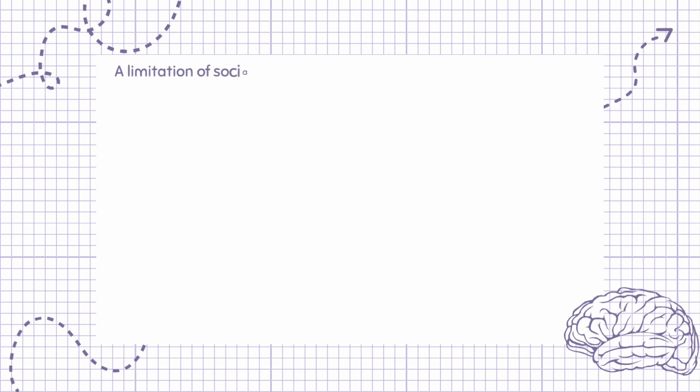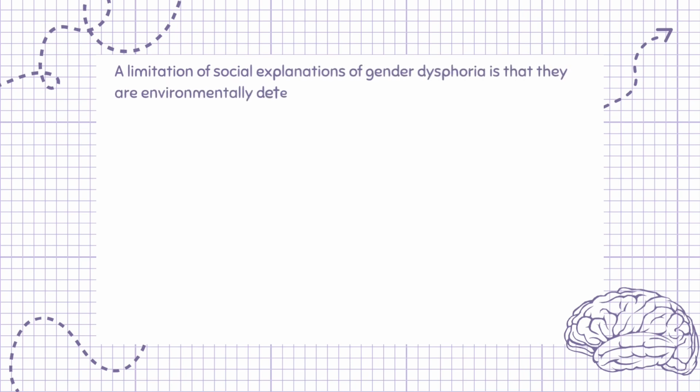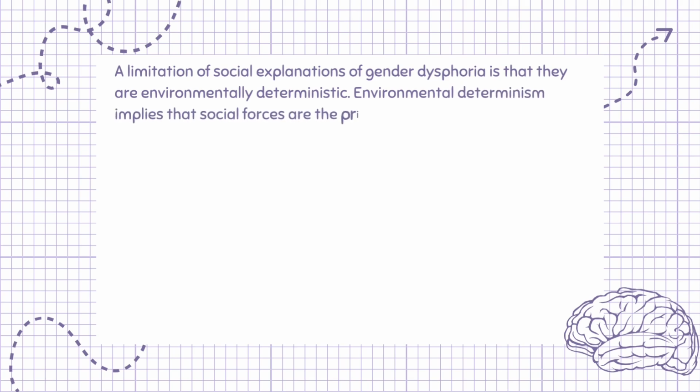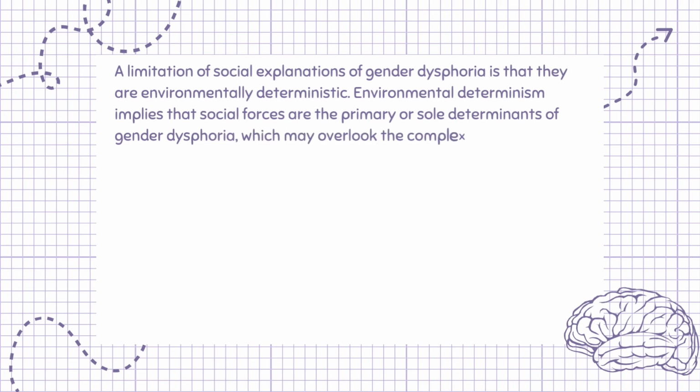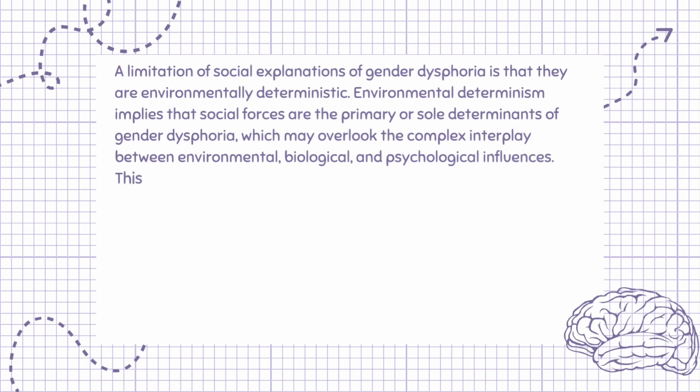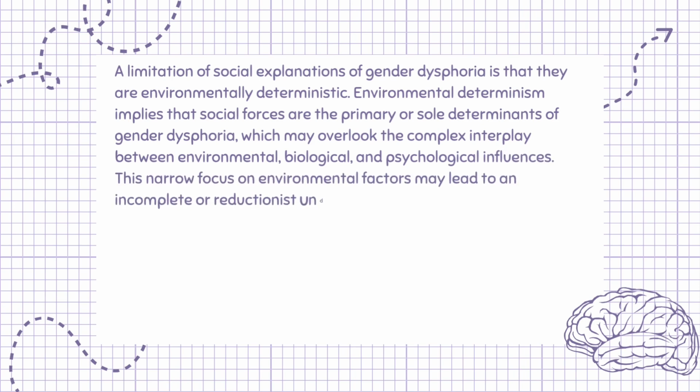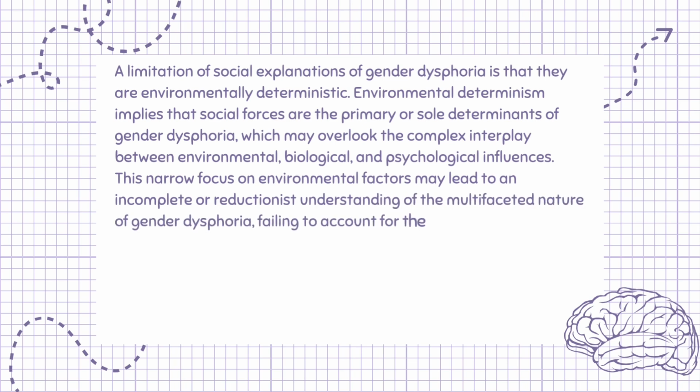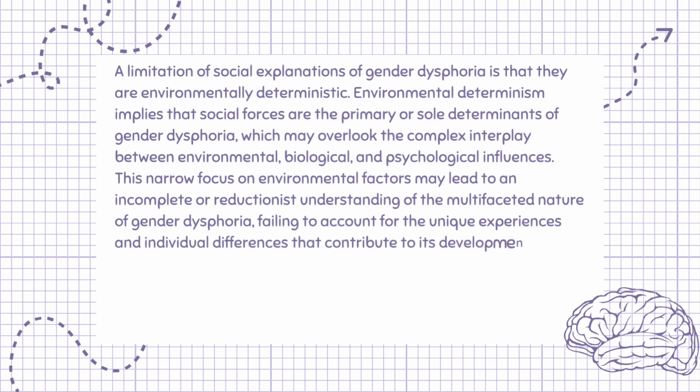A limitation of social explanations of gender dysphoria is that they are environmentally deterministic. Environmental determinism implies that social forces are the primary or sole determinants of gender dysphoria, which may overlook the complex interplay between environmental, biological, and psychological influences. This narrow focus on environmental factors may lead to an incomplete or reductionist understanding of the multifaceted nature of gender dysphoria, failing to account for the unique experiences and individual differences that contribute to its development.